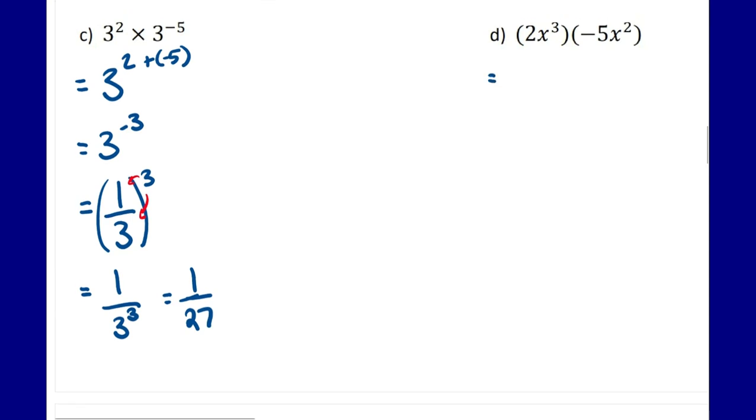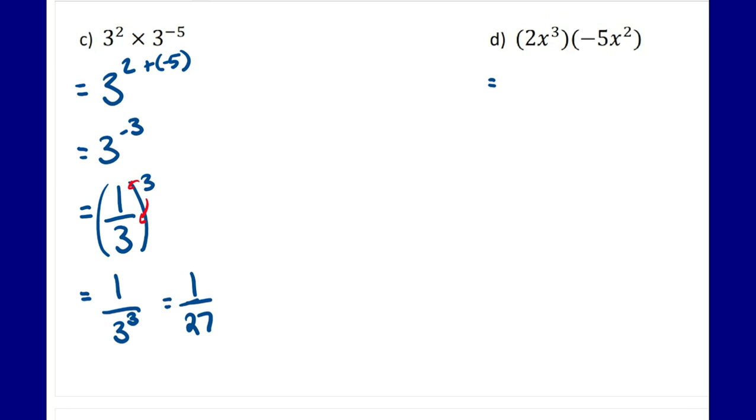D is a little bit different because now we have coefficients or numbers and powers, and they're not combined, right? They're 2 separate things. So the number is different from the actual power. So that exponent 3 does not apply to the 2. It only applies to the x. Same with the 2, it doesn't apply to the negative 5.